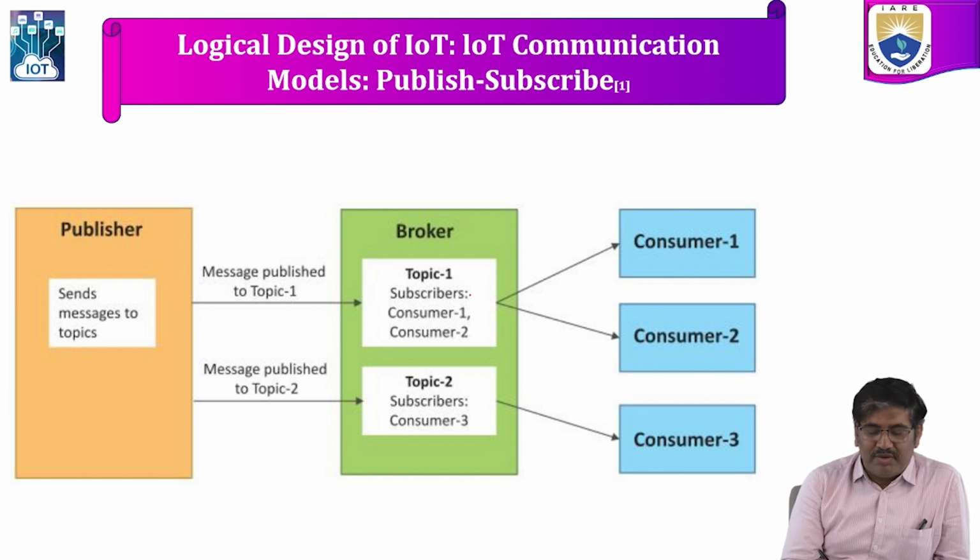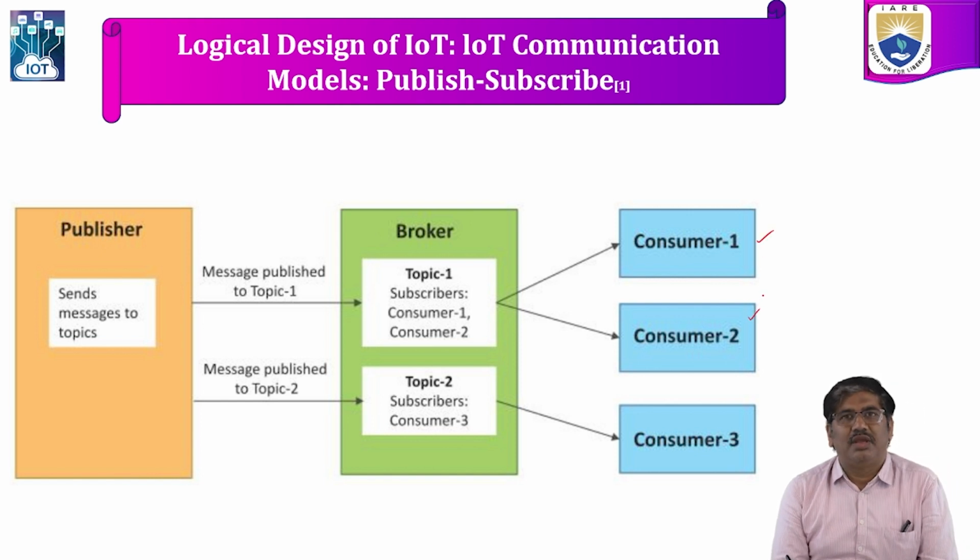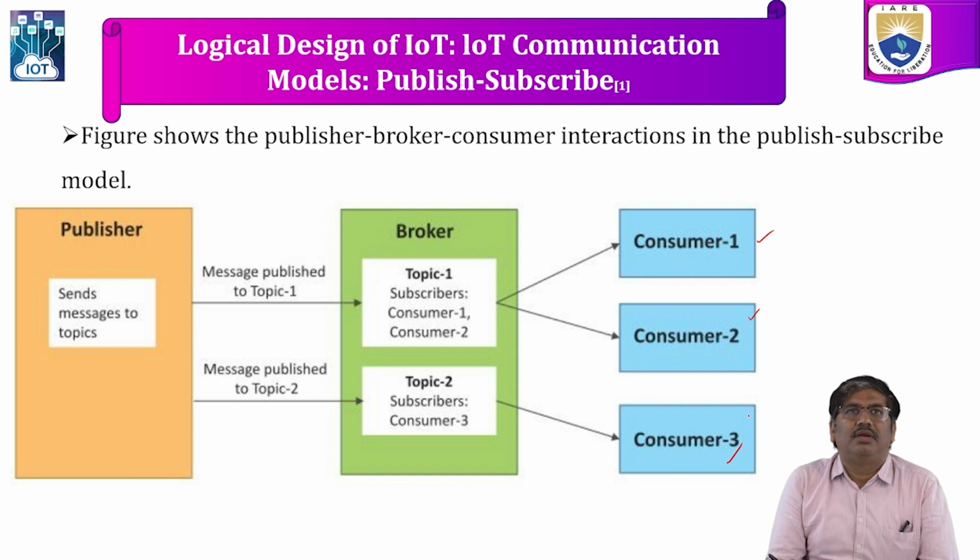In topic 1, we may have multiple consumers. For topic 2 also, we may have consumers. So in this example, topic 1 is subscribed by consumer 1 and consumer 2. Similarly, topic 2 is subscribed by consumer 3. So this figure shows the publisher, the broker in the middle, and the consumer interaction in the publish-subscribe model.